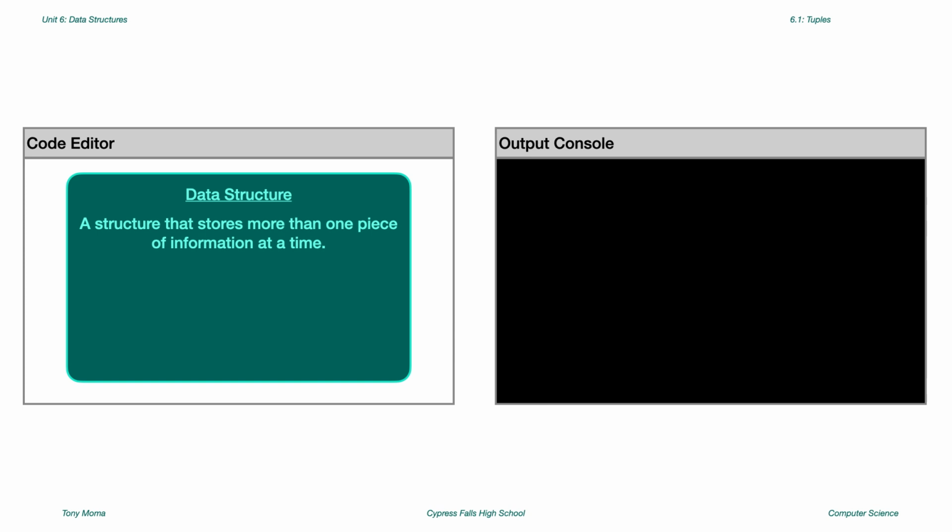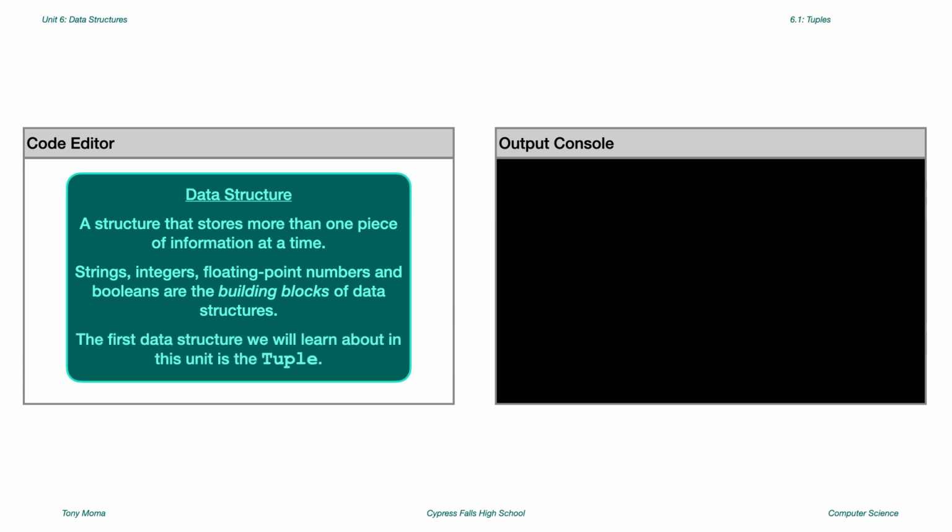Sidebar: if you were to Google the definition of data structure, you would find a much more complex and elaborate definition for the term data structure. And when you move on to more advanced computer science classes in the future, that definition will become more relevant to you. But for now, for this course, all you need to know is that a data structure is a structure that stores more than one piece of information at a time. And that piece of information could be a string, it could be an integer, it could be a floating point number, it could be a Boolean. In general, strings, integers, floating point numbers, and Booleans are the building blocks of data structures. And the first data structure we will learn about in this unit is the tuple.